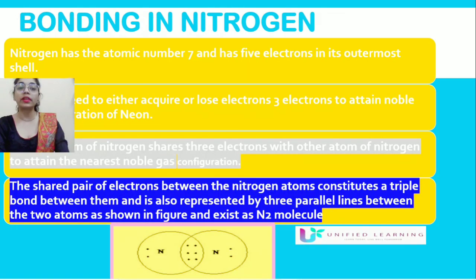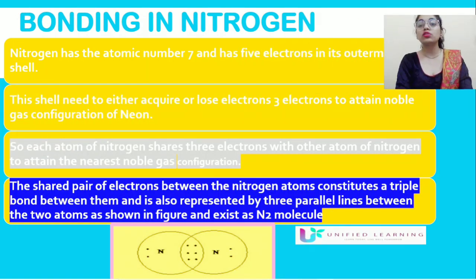Moving further with the bonding in nitrogen. Nitrogen has atomic number 7 and 5 electrons in its outermost shell. So this forms a triple bond. The picture is not clear, I think, but you can see that a triple bond is forming. Each atom of nitrogen shares 3 electrons with the other nitrogen atom to attain the noble gas configuration. This is very important: why are they sharing? To attain the nearest noble gas configuration. This is very important to understand.